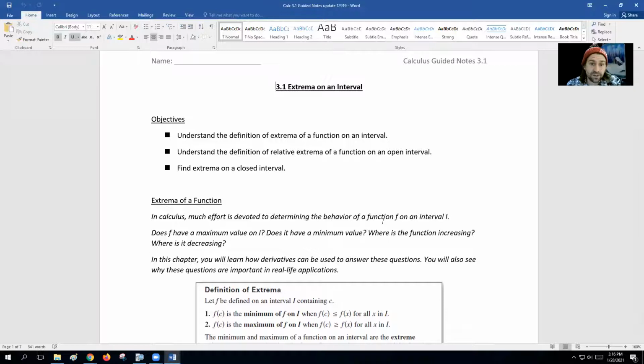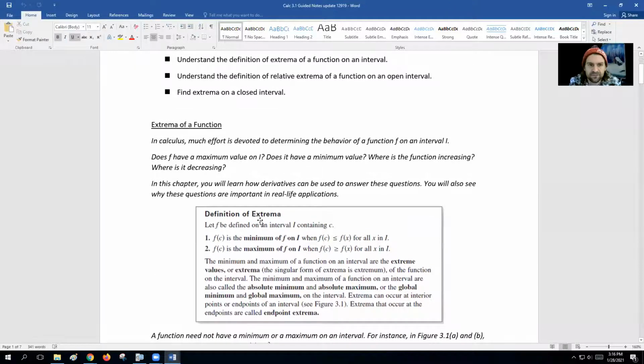So our goal here is to make sure we can understand the definition of the extrema of a function on an interval. We also want to make sure we can understand the definition of relative extrema of a function on an open interval. And then our final goal is to make sure we can find extrema on a closed interval. So what are extrema of a function?